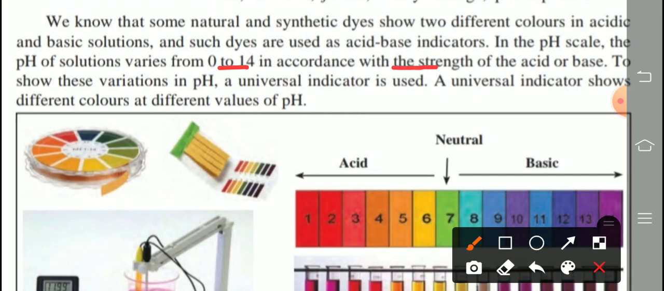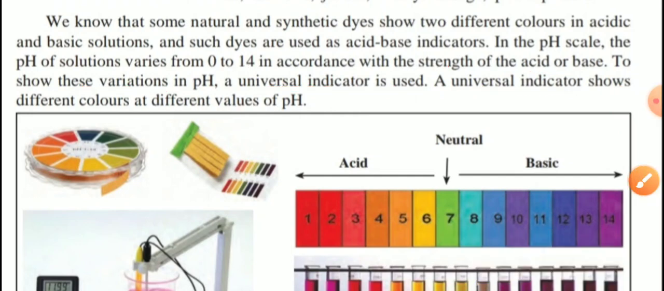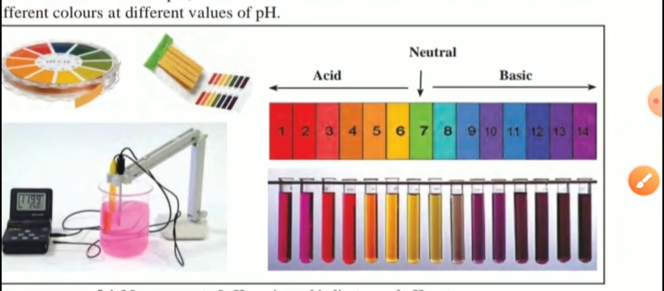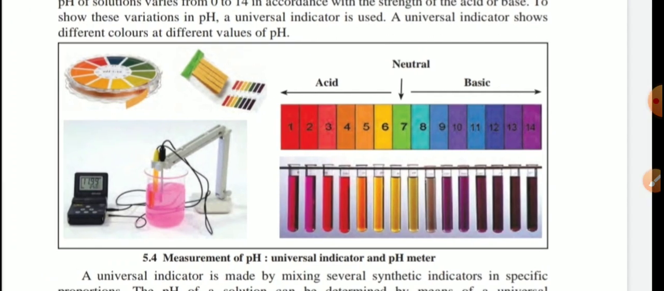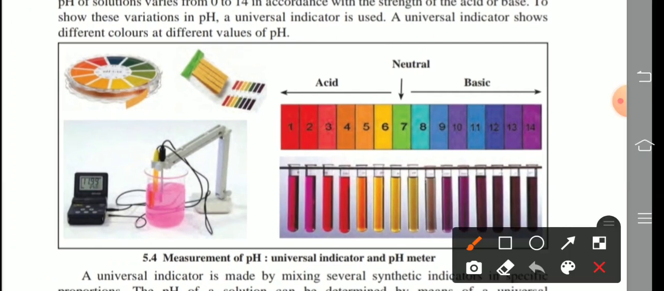In accordance with the strength of acid or base, to show this variation in pH, a universal indicator is used. A universal indicator shows different colors in different values of pH. So with the help of this pH scale, we can easily find out whether the given sample is acidic, basic, or neutral.